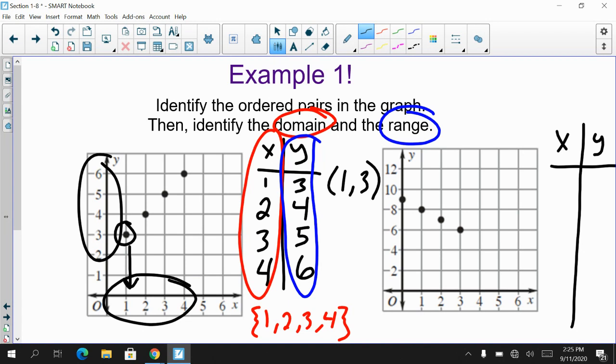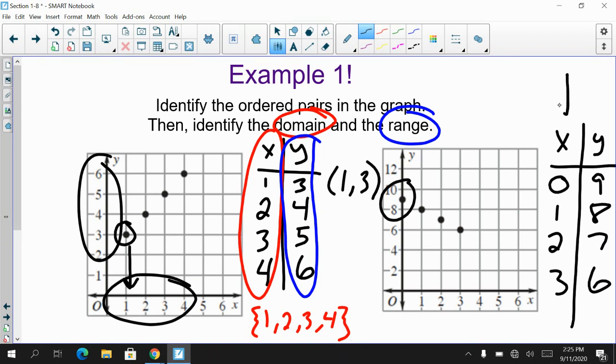All right, I'm going to go through the answers here. The first one has an x value of 0 and a y value of 9, then 1, 8, 2, 7, and 3, 6.